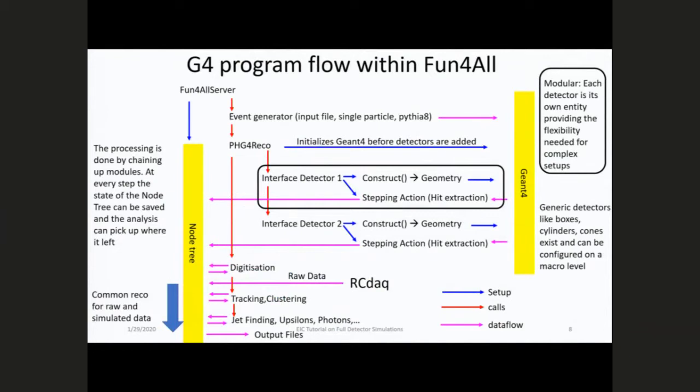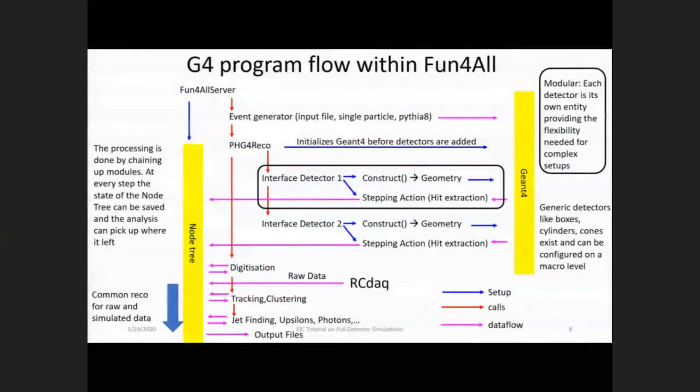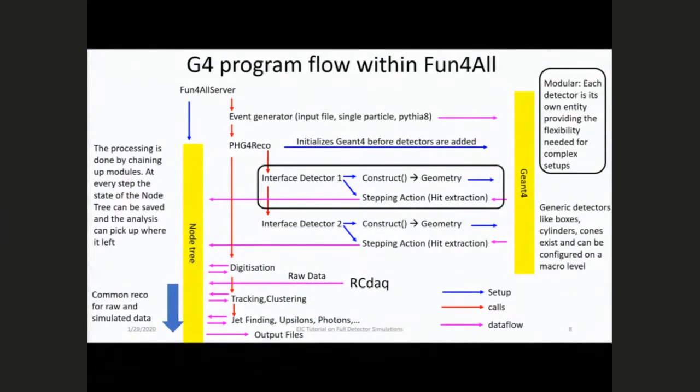So the first thing you have is an event generator. That can be an input file, it can be a single particle. We have Pythia 6, Pythia 8, Sartre, so we have some inbuilt event generators. What they do is populate what Jaroslav mentioned, this particle table for Geant, and put this on the particle stack in Geant4.